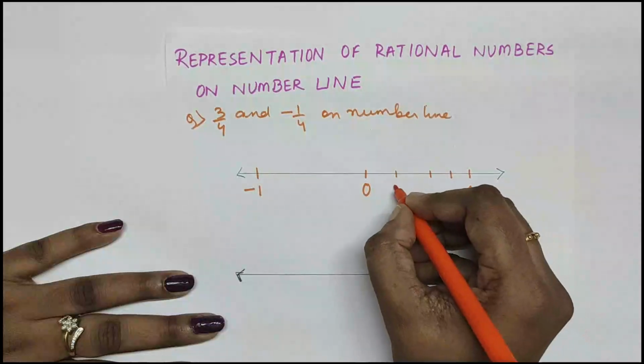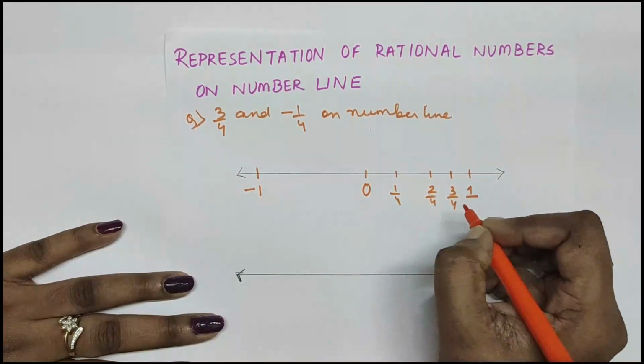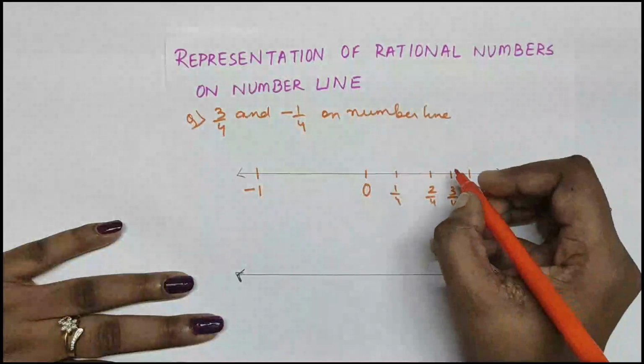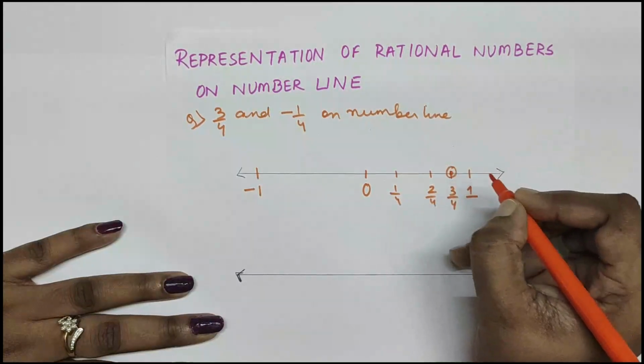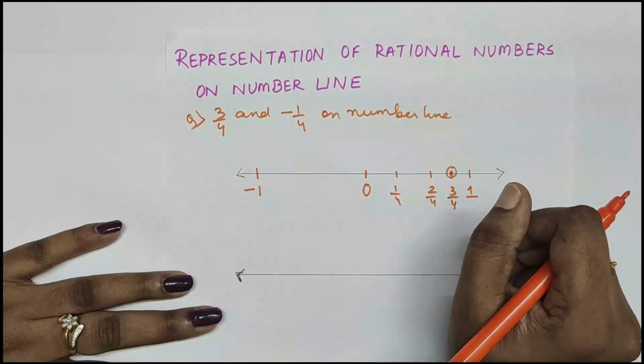Now these parts are 1 by 4, 2 by 4, 3 by 4. So I have to represent 3 by 4. So I put a dot over it. So I have marked the rational number 3 by 4 on the positive side.